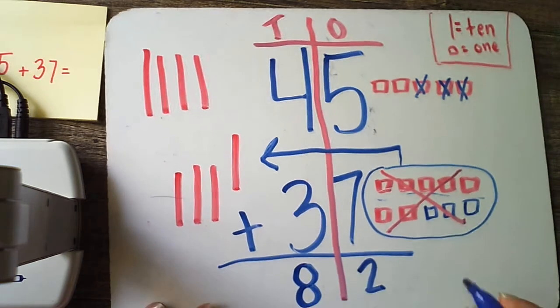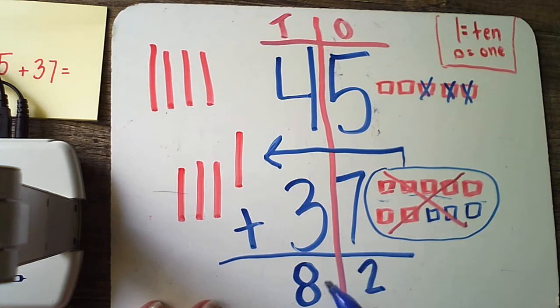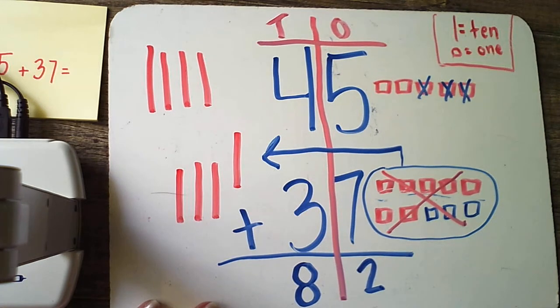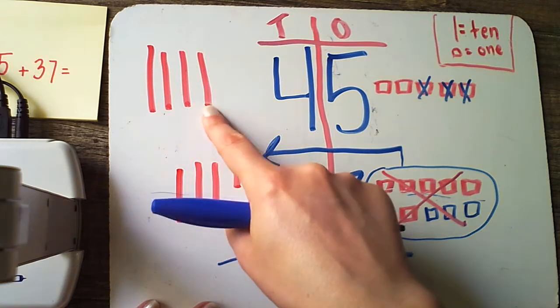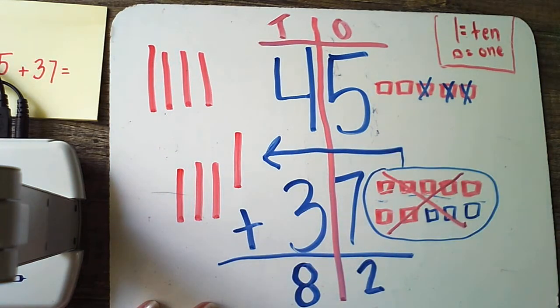So 45 plus 37 is 82, which is the same as 8 10s plus 2 1s. Now if I count up all of the pictures I have that are not crossed out, I bet you I'll have 82. 10, 20, 30, 40, 50, 60, 70, 80, 81, 82.